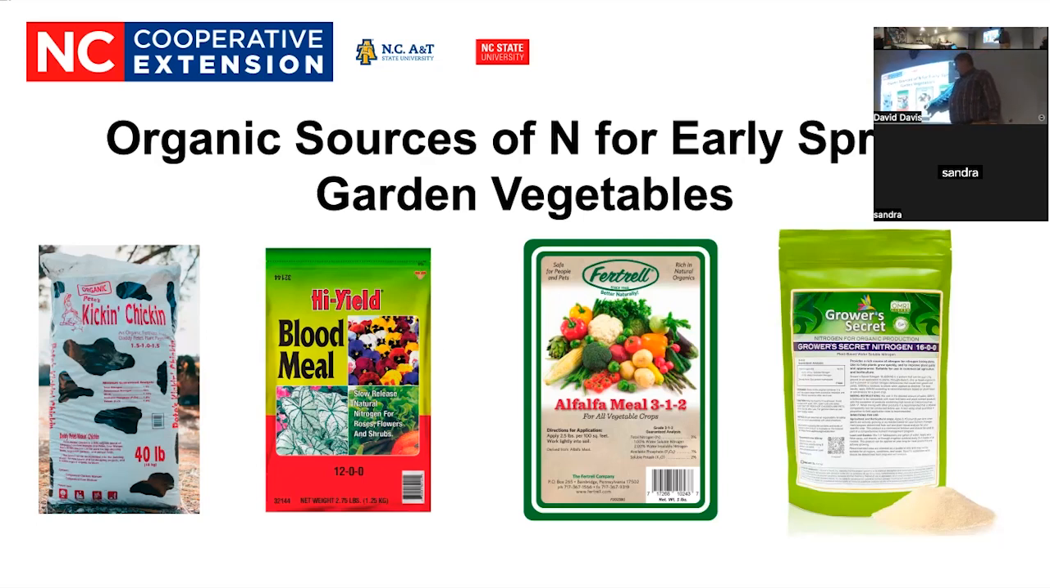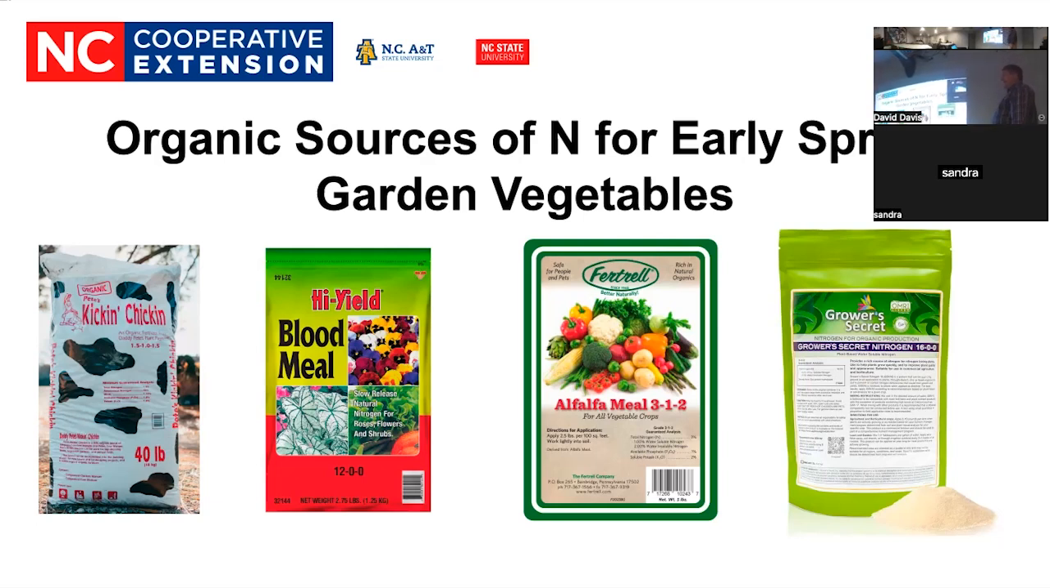Alfalfa meal is another one. This one's analysis was 3-1-2, not very much nitrogen. But that may be something you can add over time. That might be a good side-dress, where you come in with a little bit each week of alfalfa meal and put it around the plants.